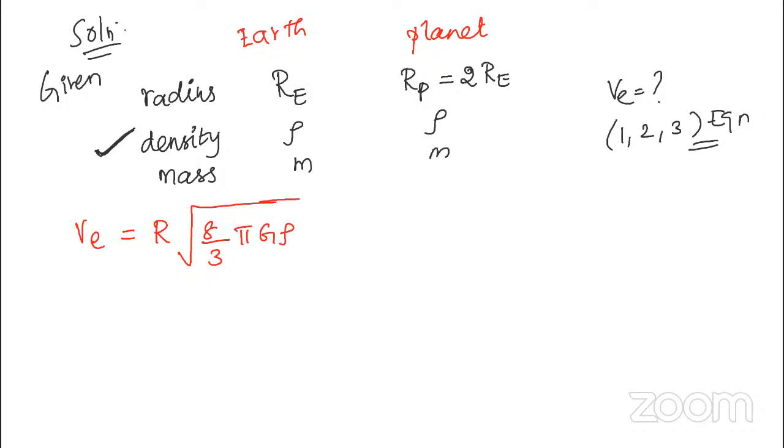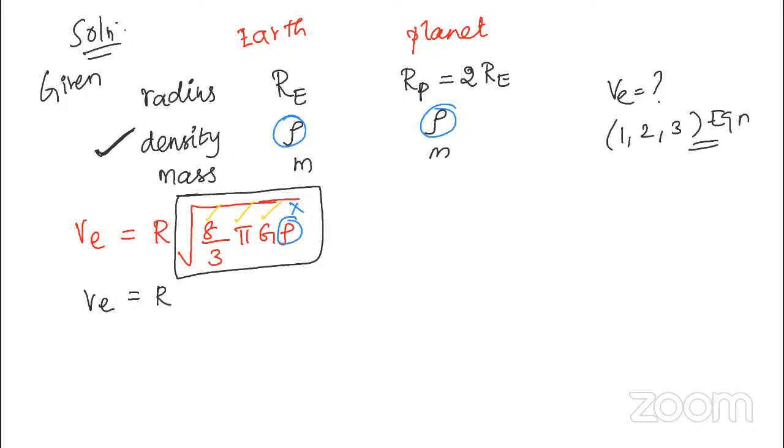Look here, we have to take this value, 8 by 3, it is constant, pi is constant, G is constant. In the above condition, density is also the same. So now we don't worry about the density either. So simply we write VE is proportional to R. In the quantities, we don't need to consider anything else. We have to take only VE is equal to R.